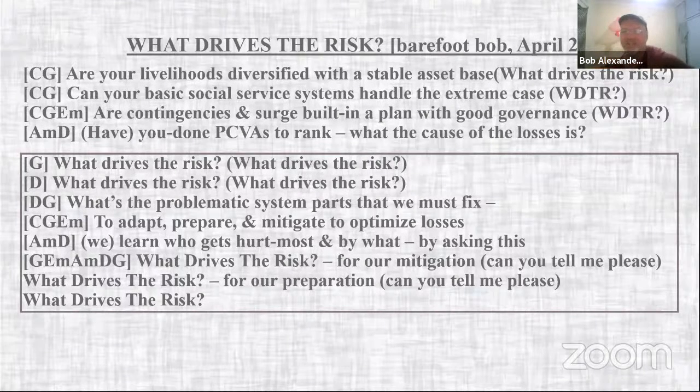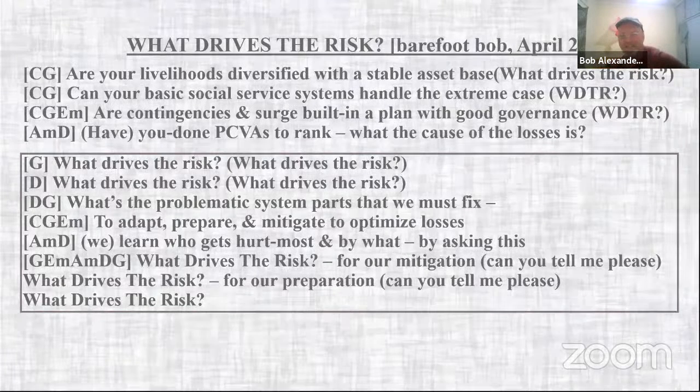Are your livelihoods diversified with a stable asset base? What drives the risk? Can your basic social service systems handle the extreme case? What drives the risk? Are contingencies and surge built in a plan that has good governance? Have you done PCVAs to rank what the cause of the losses is? You know what I'm asking is, what drives the risk?